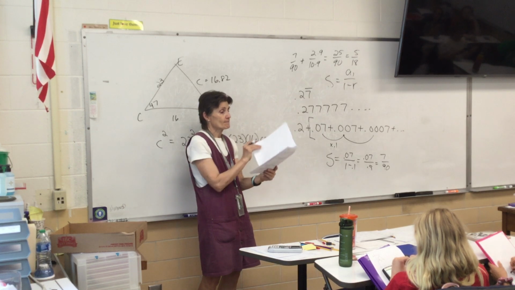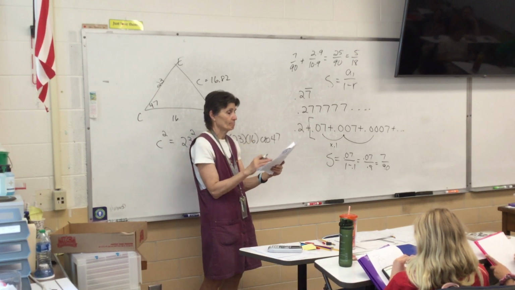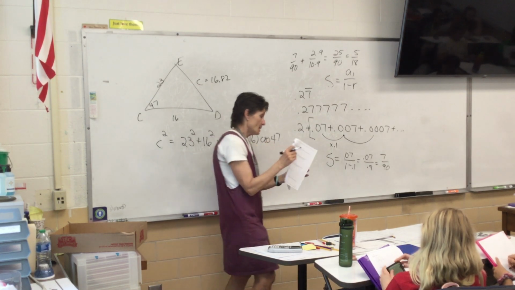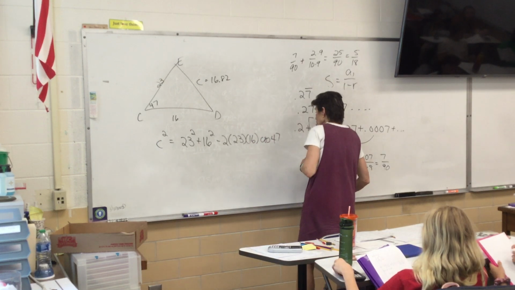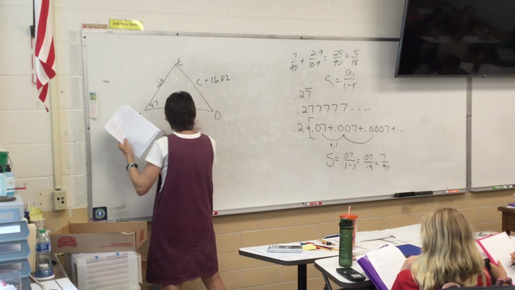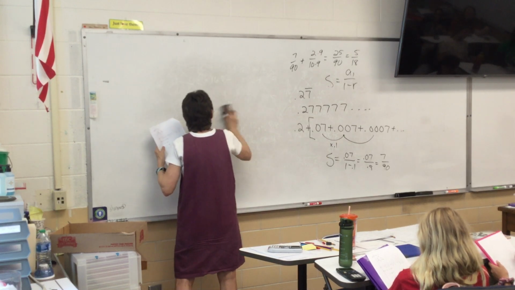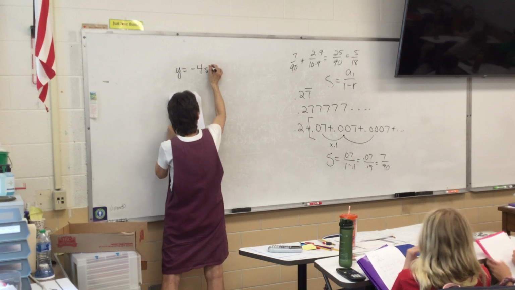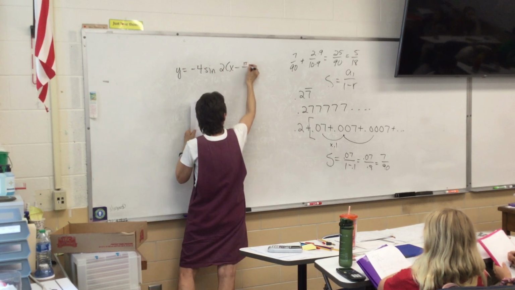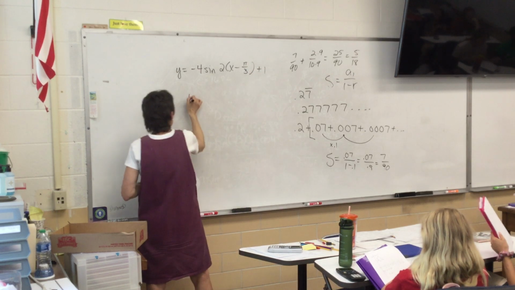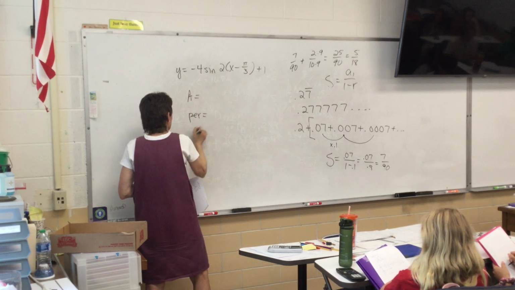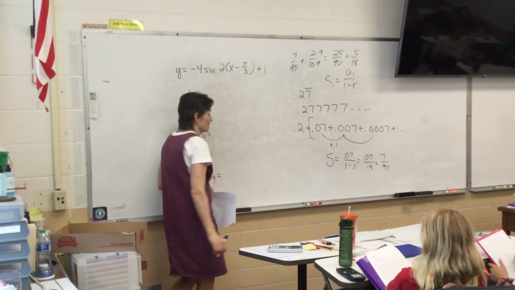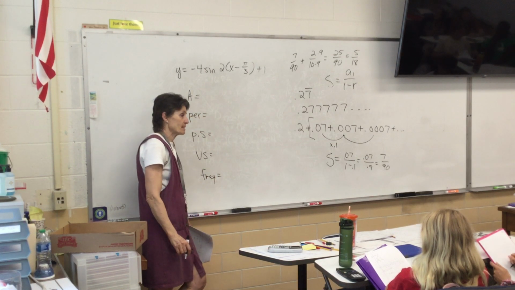All right, who else? Number 14. Now, you aren't going to have to actually physically graph this, but you will have to figure out y equals -4 sine 2x minus pi over 3 plus 1. You'll have to figure out the amplitude, the period, phase shift, vertical shift, and frequency. Frequency got cut off at the bottom of the page, but frequency is down there too.